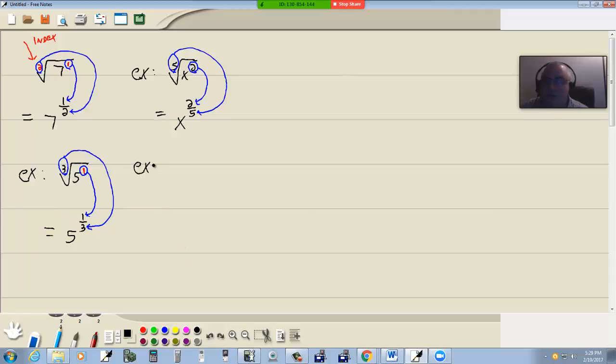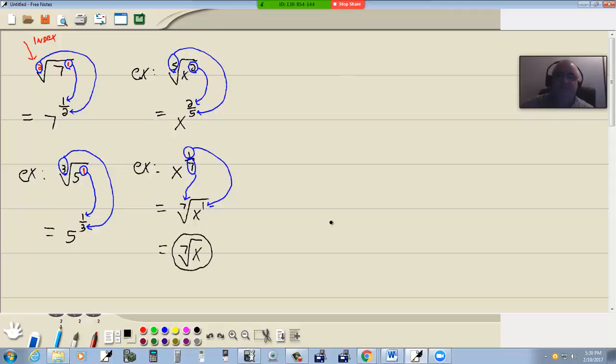Now you might have problems going the other way. So if I have x to the 1/7 power, and I want to put that back into radical form, this would be the 7th root of x to the 1st, going backwards. Whatever number's in the denominator there, that goes in the slot, that's your index. Whatever number's up on top is your power, and it goes right there. And then that becomes the 7th root of x.